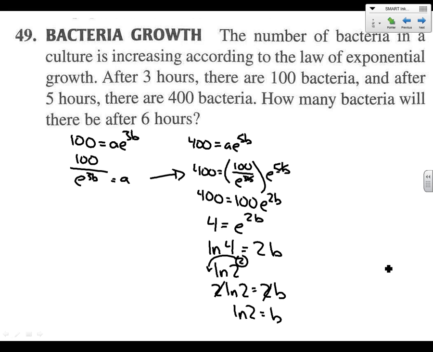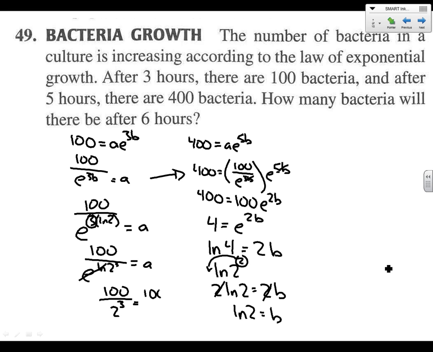All right, so we have b, natural log of 2. Let's go back and plug it in. 100 over e to the 3 natural log of 2 equals a. Use our logarithm tricks again. 100 over e to the natural log of, where's this 3 go? It goes up in the exponent, 2 to the 3rd, equals a. E and the natural log cancel. We have 100 over 2 cubed, which is 100 over 8, which is 12.5, and that's what a equals.